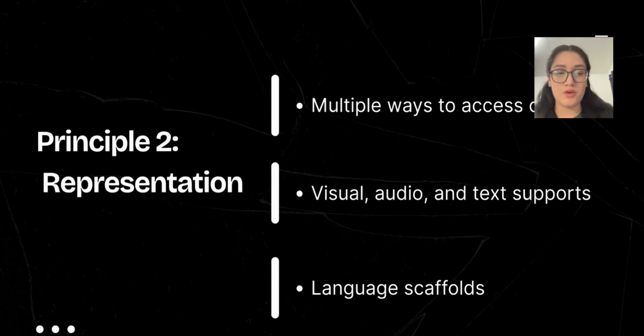The second principle, representation. It emphasizes providing information in multiple formats. Technology makes this possible through audio narration, visuals, videos, translated text, and interactive content. These tools support comprehension for emergent bilingual learners and students who benefit from visual or auditory scaffolds.